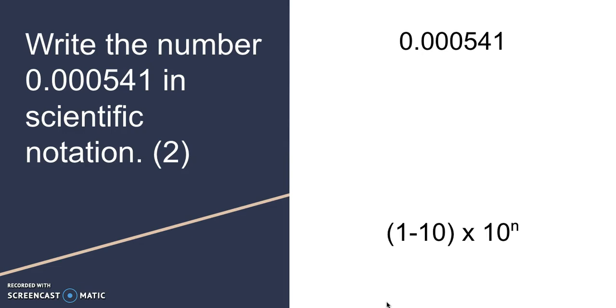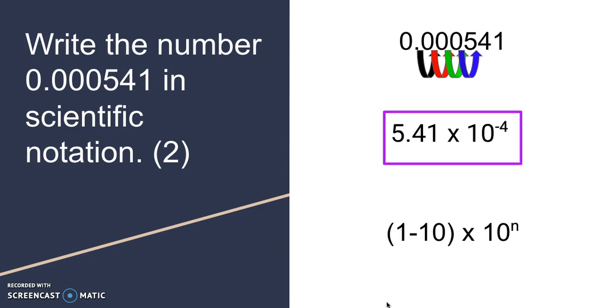So in order to do this and to put it into scientific notation, I need to move my decimal point until I have a number between 1 and 10. I have 5.41. So I take that 5.41 and I times 10, and then I count how many times I moved over. In this case, I moved my decimal point 4 places. So it's a -4 because I have a number smaller than 1.